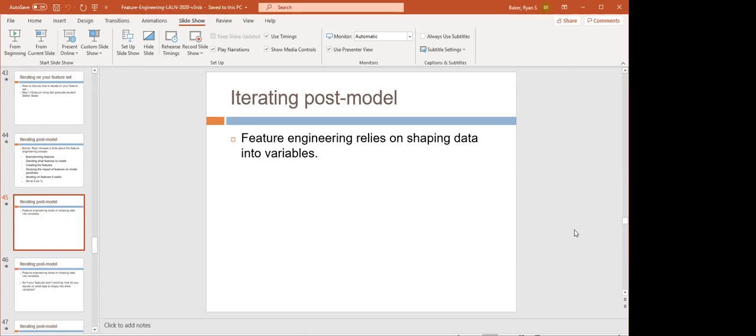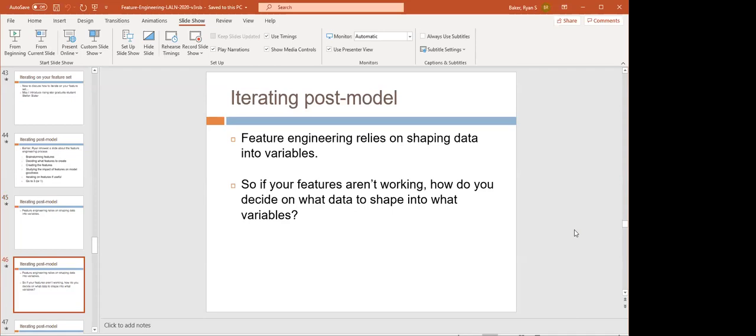So fundamentally, feature engineering relies on shaping your data into variables. You're trying to build out contextual information about what it is that your students are doing in whatever system you're studying. You're trying to figure out what data matters, what's important, what's not important.